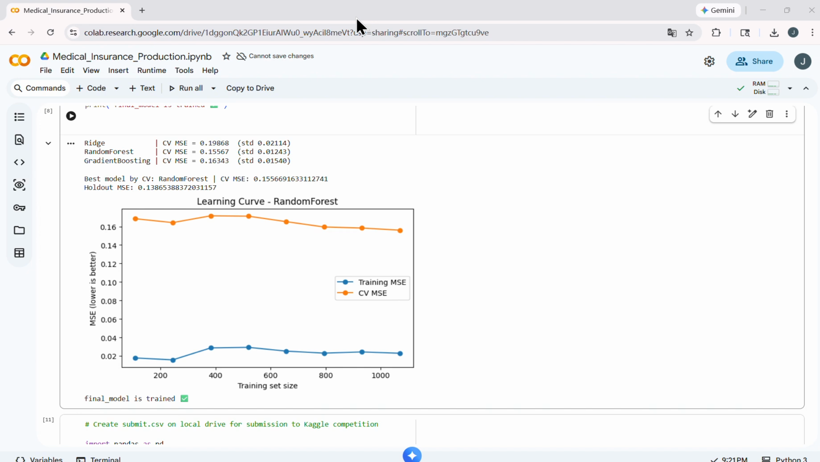Overall, my approach prioritizes robust generalization and principled diagnosis rather than leaderboard optimization alone. The final random forest model achieves strong predictive performance while maintaining stable validation behavior, indicating that it is appropriately fitted to the structure of the insurance dataset.